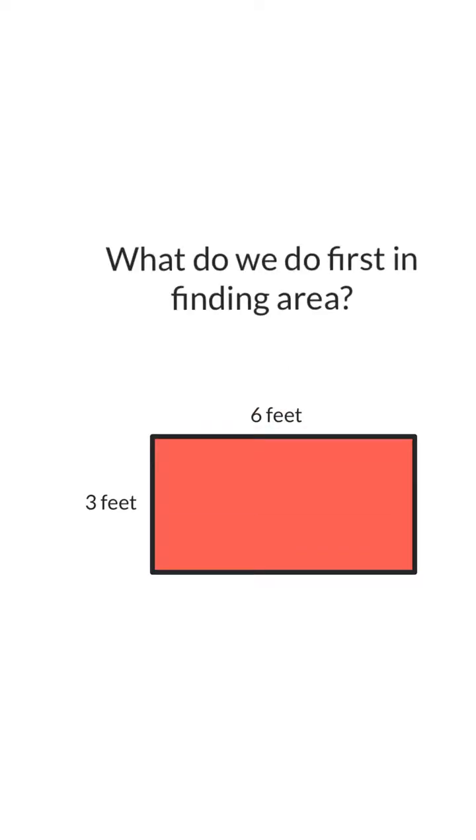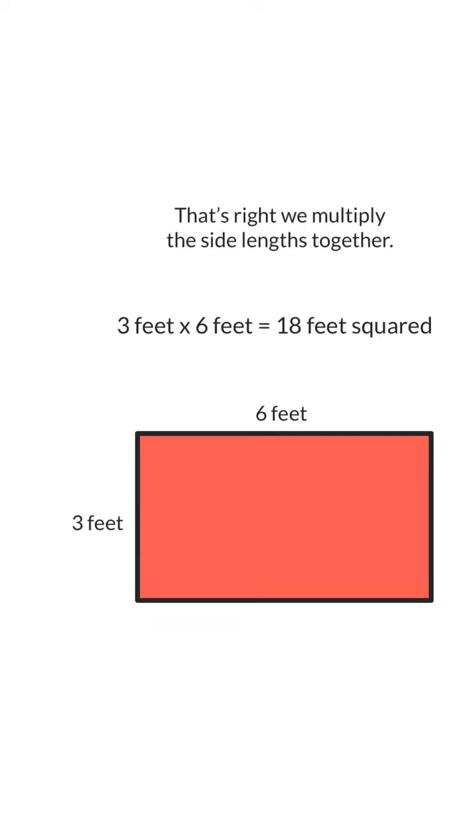What do we do first in finding the area of this shape? Knowing the side lengths, what do we multiply together? That's right, 6 feet by 3 feet equals 18 feet squared, meaning the area is 18 feet squared.